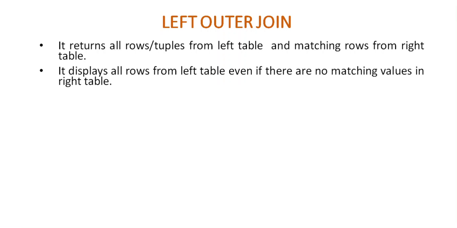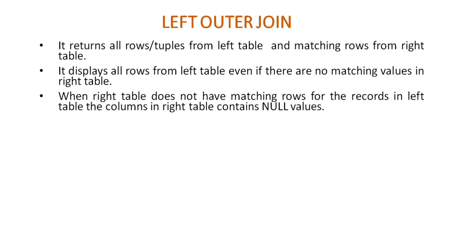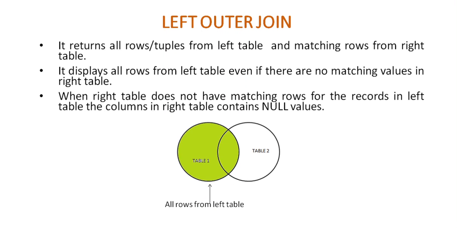See, in join what we do, we fetch matching data, but that is in inner join. In outer joins, we are fetching all data either from the left table or from the right table, and still we specify some condition. When the right table doesn't have matching rows for records in the left table, then the columns in the right table contain null values.